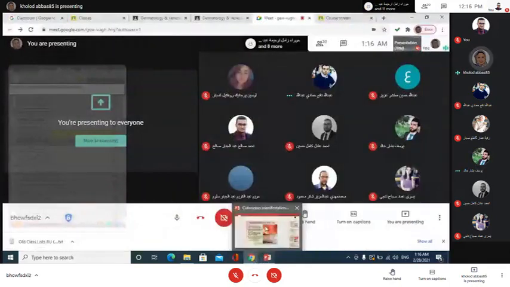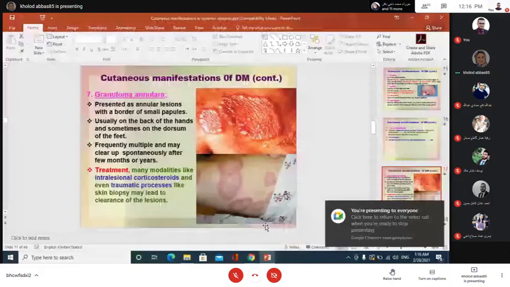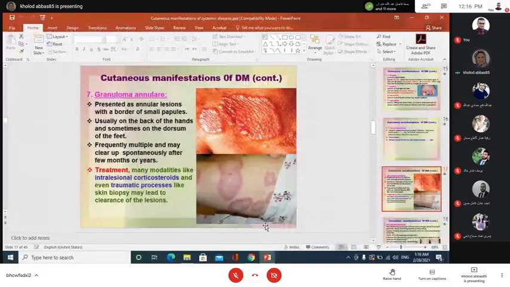Here we have reverse Koebner. Koebner means there is a trauma causing a lesion at the site of trauma. For example, in psoriasis, an incision or a surgical incision or trauma can cause psoriasis in a patient with psoriasis. Here we have reverse Koebner. We do trauma, and at the site of the trauma there is disappearance of the lesion. A condition known as reverse Koebner.